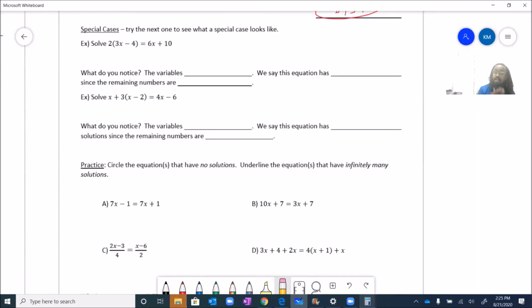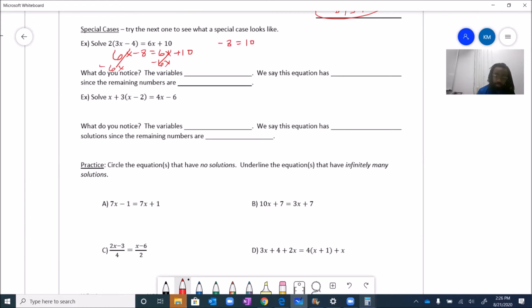So we have 2 times (3x minus 4) equals 6x plus 10. Let's go through and solve this. Distributing the 2, we get 6x minus 8 equals 6x plus 10. Again, I start by getting my variables together. I'm going to subtract 6x from both sides. And when I do that, I end up having negative 8 equals 10.